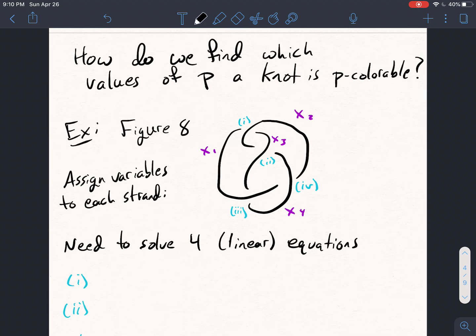So, how do we find values of p for which the knot is p-colorable? In the last one, I just told you, hey, the trefoil is 3-colorable, and this is why it's 3-colorable. I had information that you did not know going into that example, right? So let's say I give you a diagram of the figure 8 knot over here.